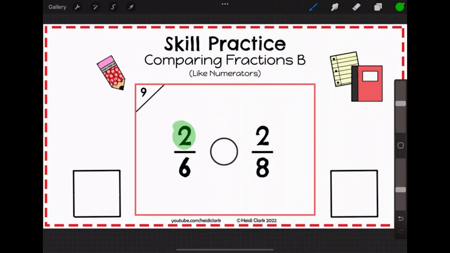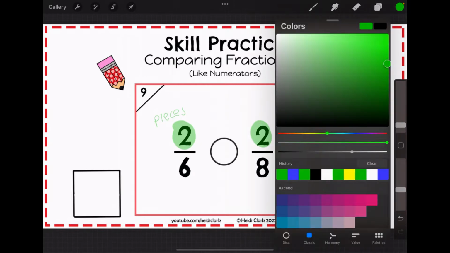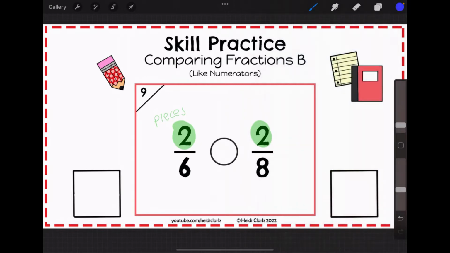The numerator is 2 on both sides. And remember, the numerator is how many pieces you are going to get. So you're going to get two pieces of the cake either way. The denominator helps you see the size of those pieces, and here's why.